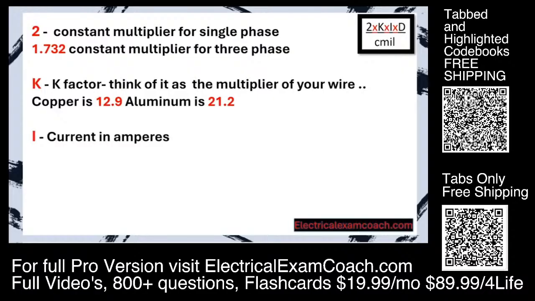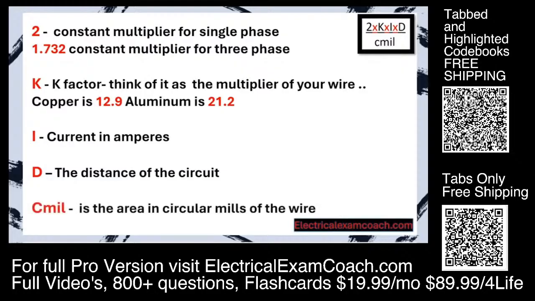I is your current in amperes, and D is going to be your distance. And you don't have to put it both ways. It's whatever distance the question says, you can plug it in one time. That's why I love this formula. And the C mils are going to be the circular mils of the wire, and we're going to teach you how to look those up.